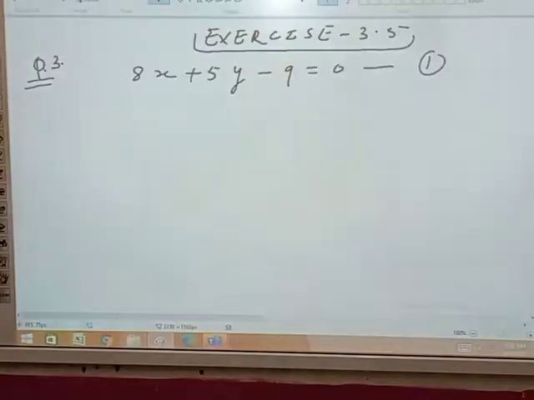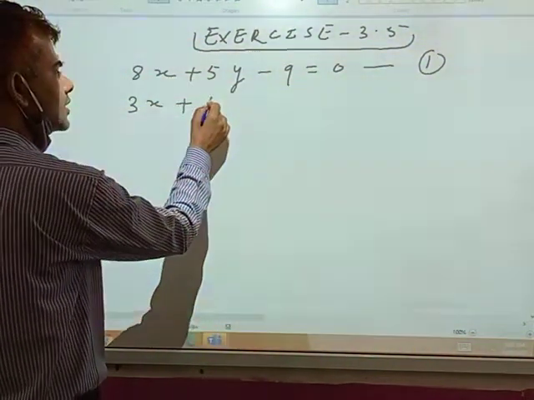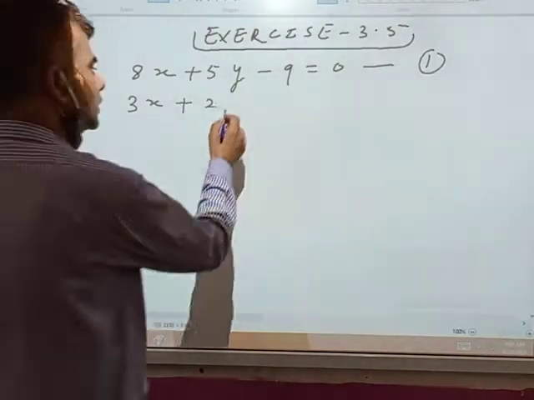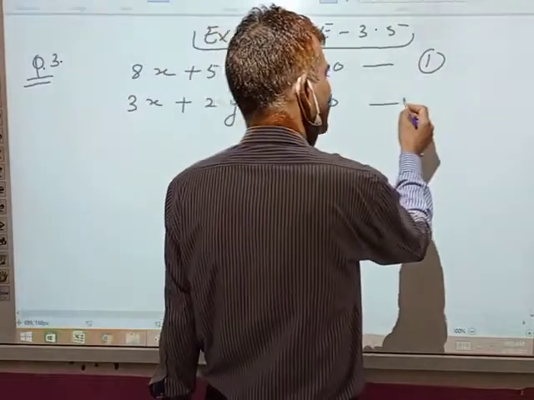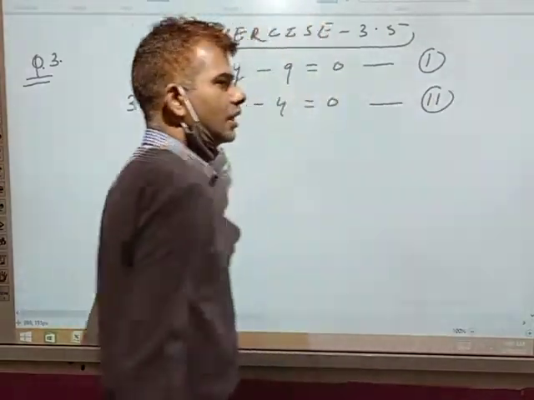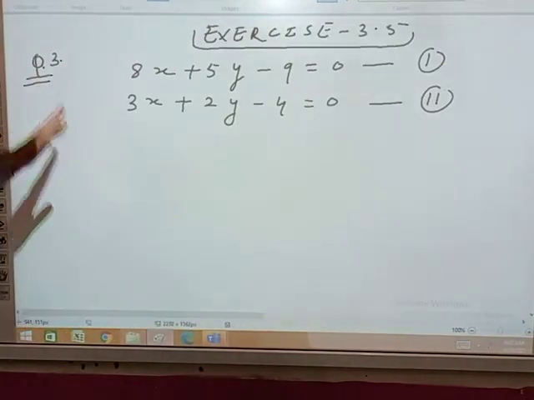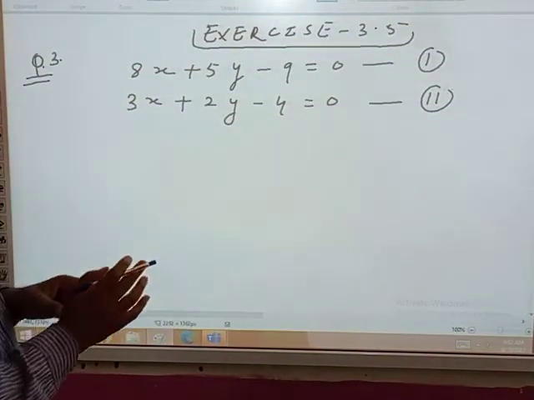Now students, the second linear equation is 3x plus 2y minus 4 equal to 0. It is your second linear equation in two variables. Students, this is your pair of linear equations in two variables.